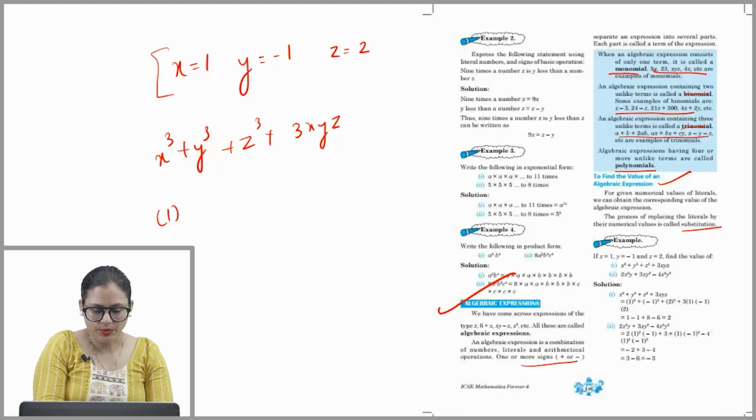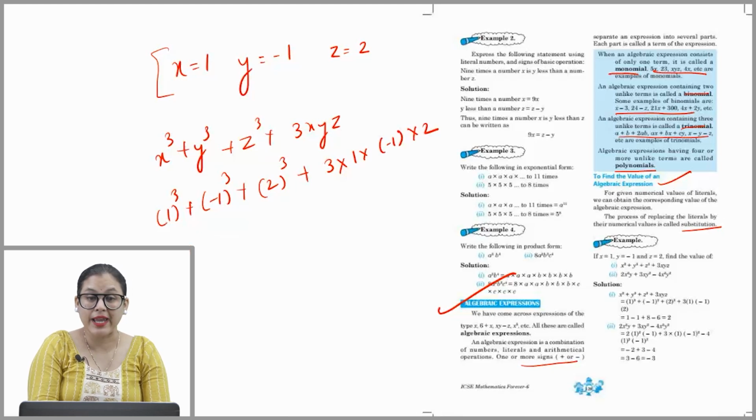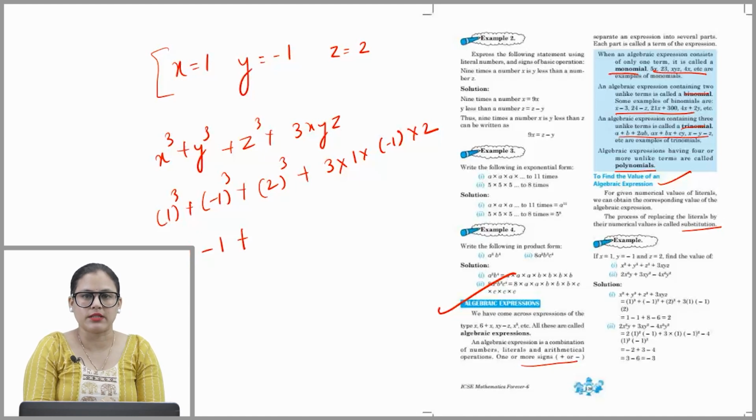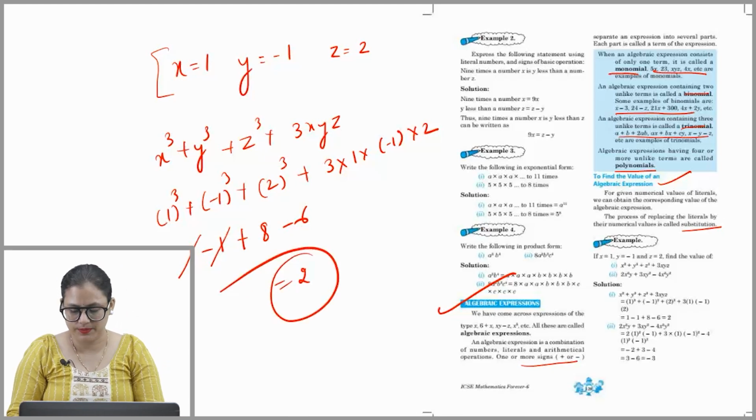1 cube plus minus 1 cube plus 2 cube, plus 3 into 1 into minus 1 into 2. 1 cube is 1, plus minus 1 cube is minus 1, plus 2 cube is 8, because 2 into 2 into 2 is 8. 3 2s are 6, and there is a minus, so minus 6. So what will be the answer? Plus 1 minus 1, 8 minus 6 is 2. So 2 is the value.